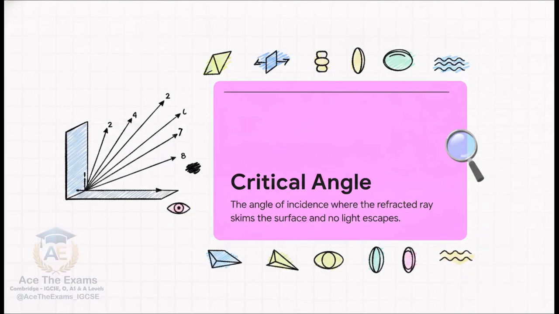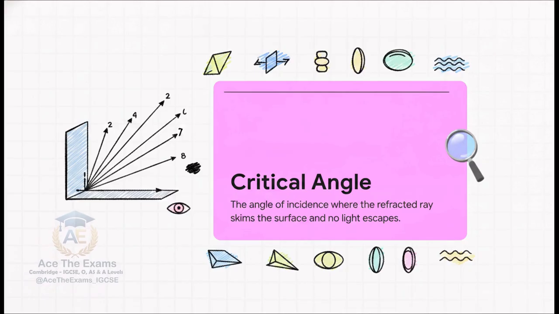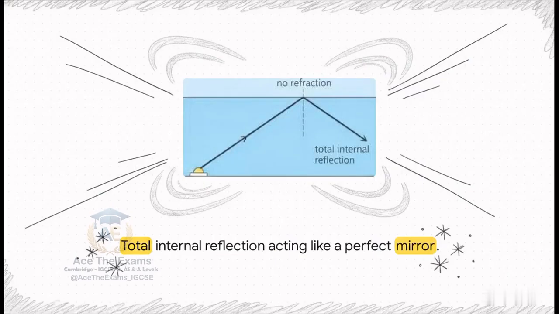We call this specific tipping point the critical angle. It's the exact angle of incidence where the refracted ray runs completely parallel to the boundary, at exactly 90 degrees to the normal. And remember, the specific degree of this angle isn't universal. It depends entirely on the transparent material you're dealing with. And here is the grand finale of this phenomenon.